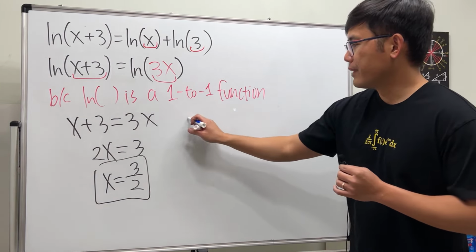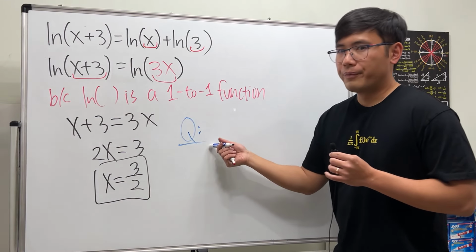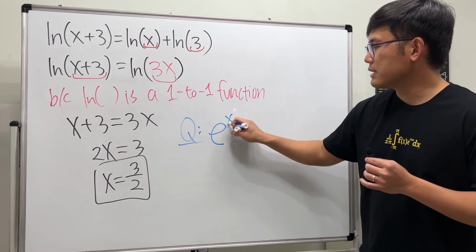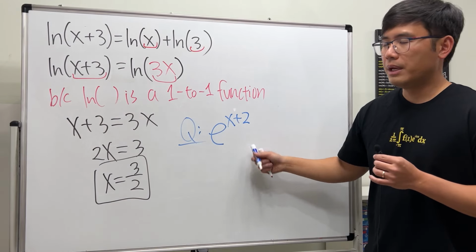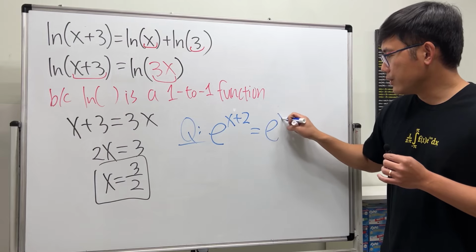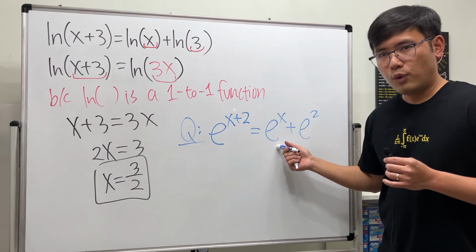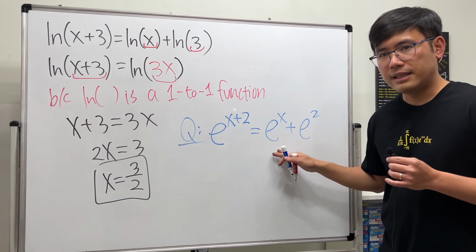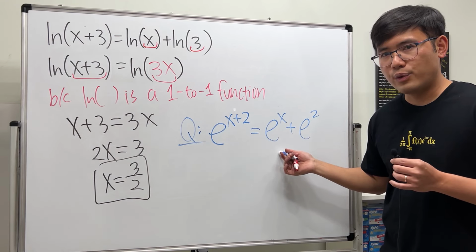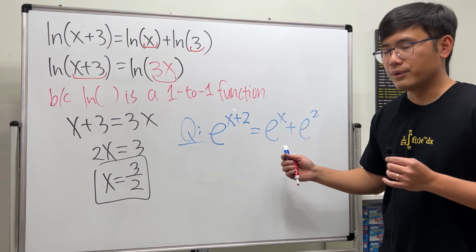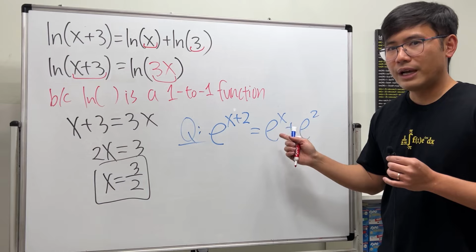for you guys to try. Use the same approach, okay? So go ahead and think about what if we have e to the x plus 2, and I want to make this equal to e to the x plus e to the 2. Unfortunately, this right here is not an identity, but it is an equation, meaning that this right here is true for an x value. Go ahead and figure it out.